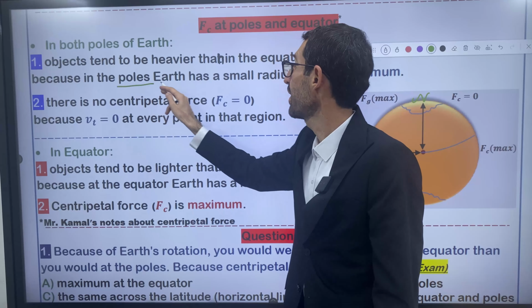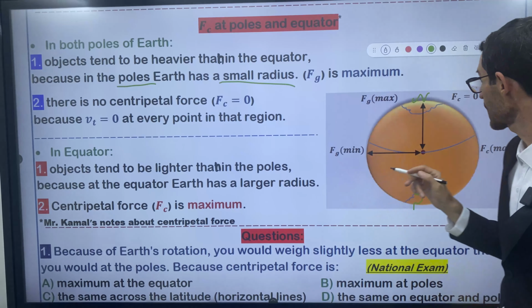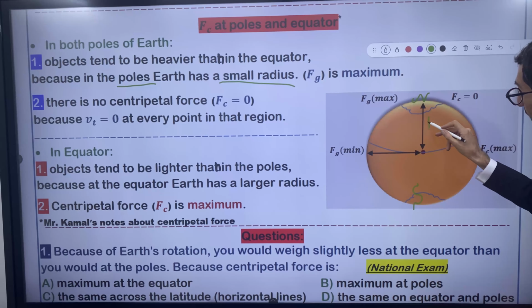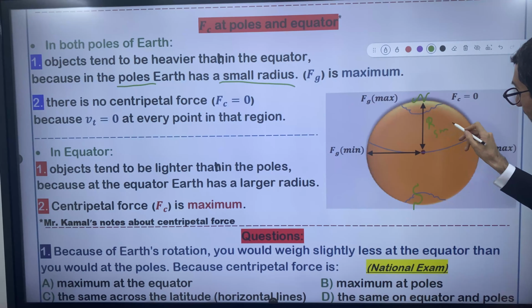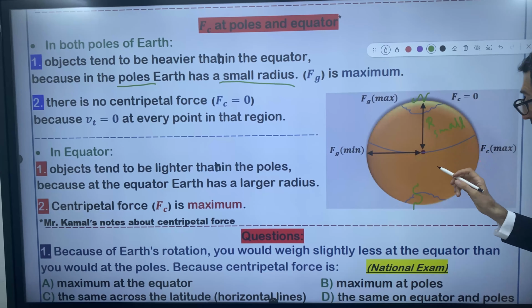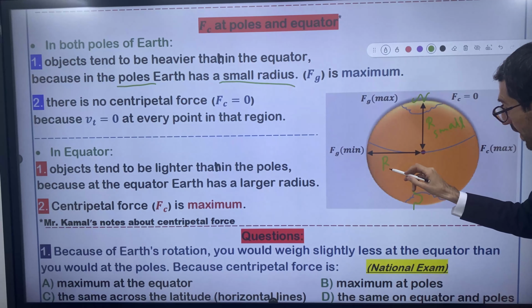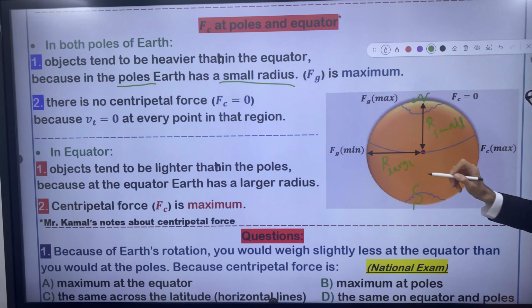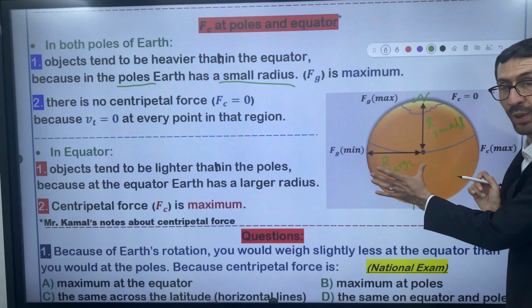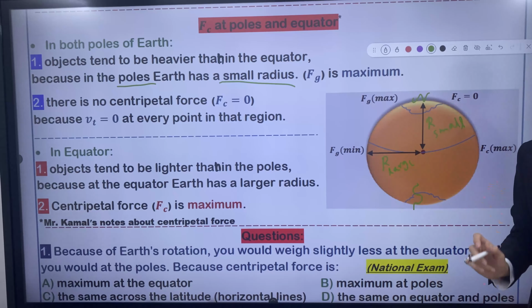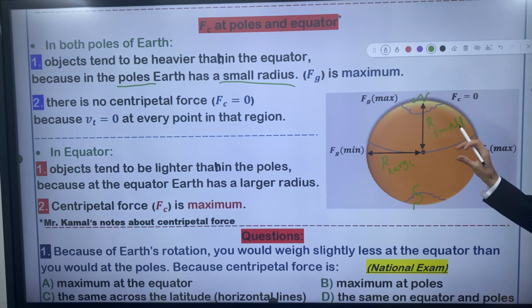Because at the poles, Earth has a small radius. So the radius of Earth here is smaller than the radius at the equator. Large radius at the equator, small radius at the poles. It's not just for the North Pole, it's true for the South Pole as well.